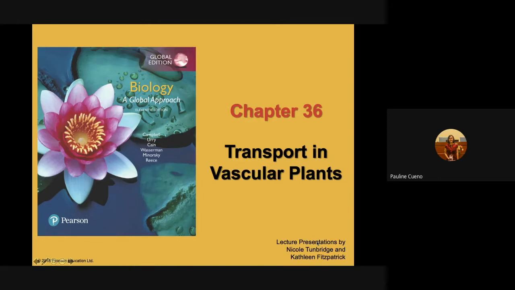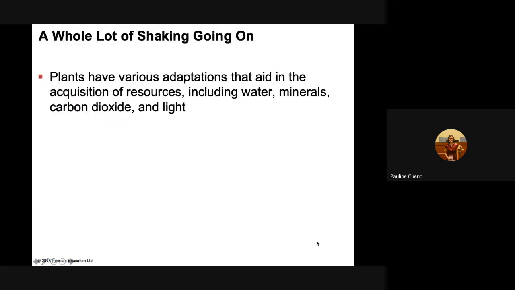circulation. Okay? So for the transport in vascular plants, we always have to remember that plants have various adaptations that aid in the acquisition of resources, including water, minerals, carbon dioxide, and light. If you will remember our past discussions, na yung stress ng halaman, they can turn it into something beneficial for them. So, plants have a really good sense of relieving their stress by turning it to something beneficial for them. Okay, ano ba yung example ng mga adaptation ng plants?